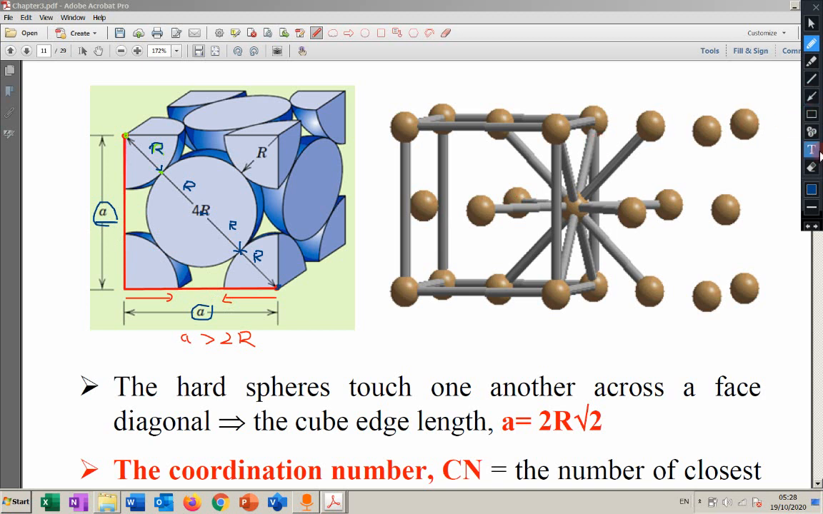We write it in the Pythagorean theorem: A squared plus A squared is equal to 4R squared. We know this one, 4R squared. Then this will be 2A squared is equal to 4R squared. You just rearrange them. You will end up having A equal to 2R root 2. There is another way to represent this one. Let's do it.